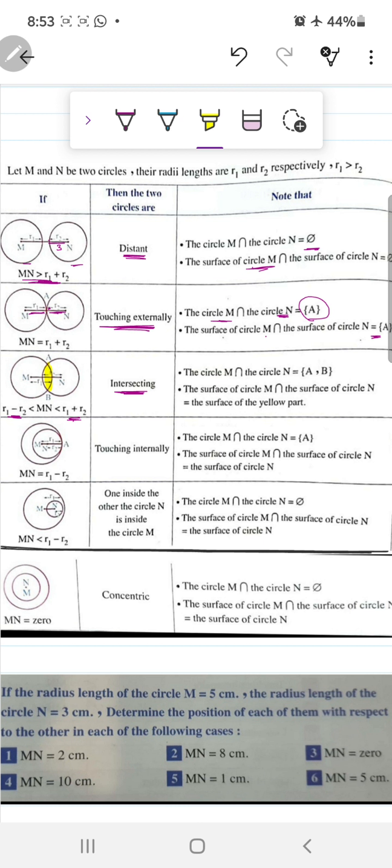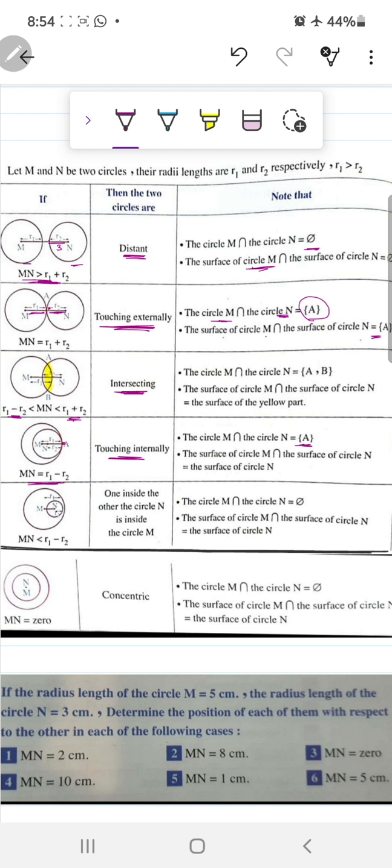Okay, let's talk about number 4, touching internally. It means two circles touching internally at also the point A. So here we have MN is R1 minus R2, because R1 is the greatest here, which is AM. So here MN is R1 minus R2. We must start from the greatest radius because we don't have a negative length. So here we have touching internally. What about the intersection between circle M and circle N? It's the point A.